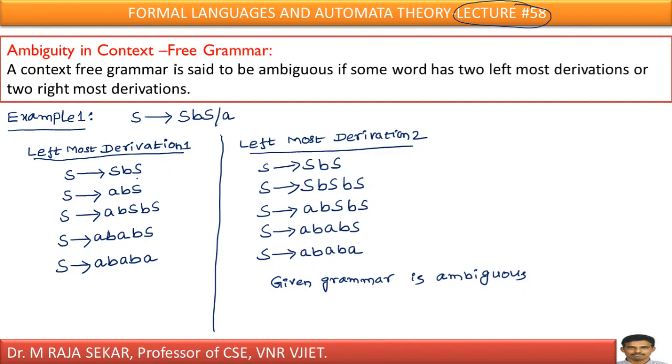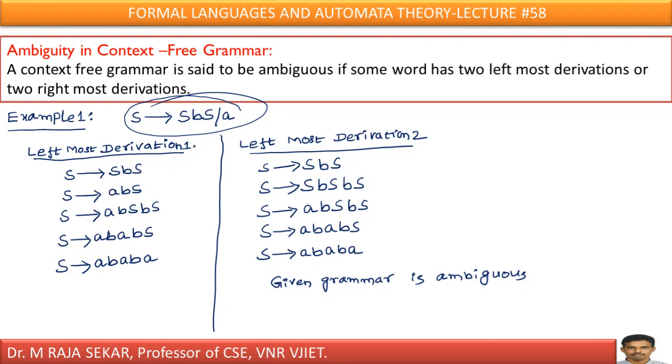In this lecture, we will try to understand ambiguity in context-free grammar. A context-free grammar is said to be ambiguous if some word has two leftmost derivations or two rightmost derivations. We will try to understand this definition with a simple example. Just consider this particular grammar. What it says: S goes to SBS, or S goes to A.